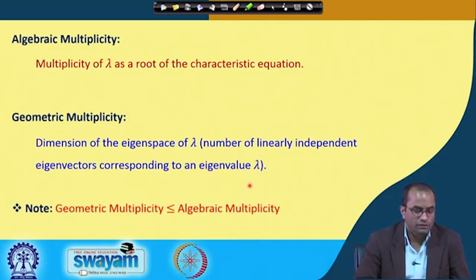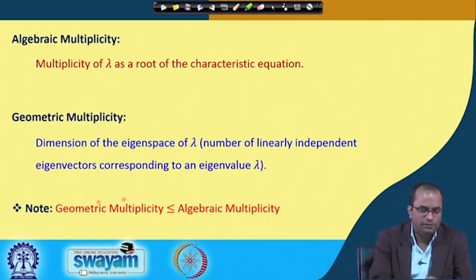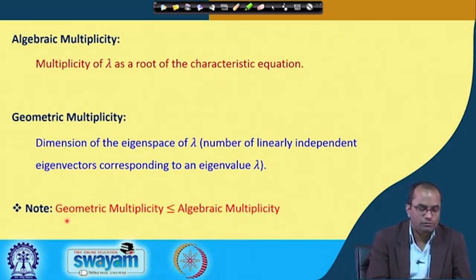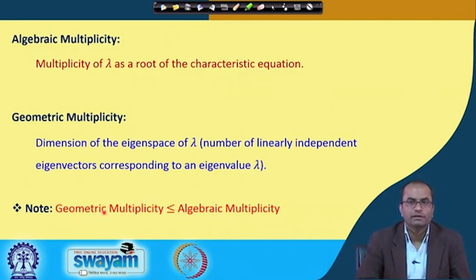With these two classifications we will move further, but before that there is a note here that the geometric multiplicity is always less than or equal to the algebraic multiplicity. That is an important result which one can formally prove, but it requires a little more knowledge of diagonalization, etcetera. So, we will not prove this result now, but we will keep in mind that the geometric multiplicity is always less than or equal to the algebraic multiplicity. For example, if one particular eigenvalue is repeated 3 times, then the corresponding geometric multiplicity, meaning the number of linearly independent eigenvectors, cannot be more than 3; it has to be less than or equal to 3.